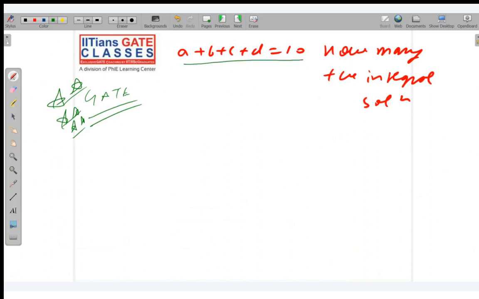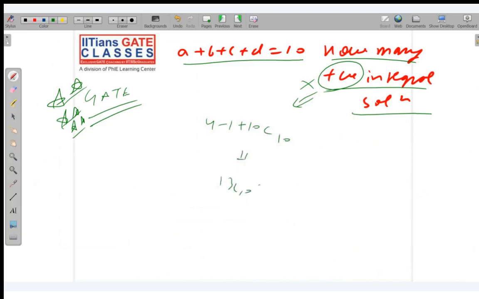So this is the question: a plus b plus c plus d is equal to 10. How many positive integral solutions? Many of you will skip this word positive, and you will directly apply the formula n minus 1 plus RCR. If positive is not given, then our answer will be n is 4, 4 minus 1 plus 10C10, so 13C10, which is 13C3. This is the answer. And by the way, in the GATE exam, option A will be this only, 13C3.